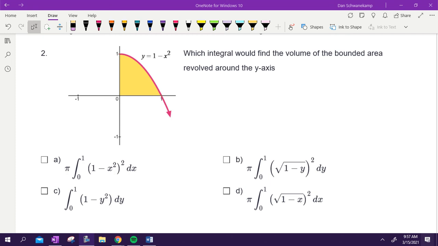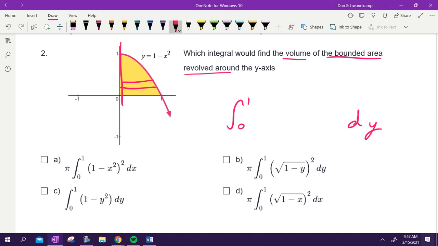Looking at number 2, which integral would find the volume of the bounded area? We're going around the y-axis. That's my y-axis right there. If I'm going around the y-axis, I'm rotating that direction, so it's going to be a dy problem. It is a disk problem because there's no space. My y's are going to be my bounds, so I'm 0 to 1.